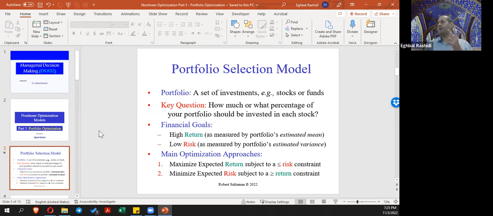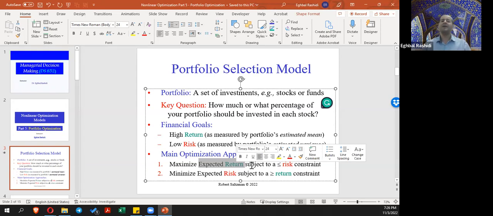The financial goals are two-way: the rate of return, or the average rate of return, and also the risk of investment. We want the risk of investment to be minimized, and also the average rate of return to be maximized. So we can approach this two ways, as I said. We can either maximize the expected rate of return for our investment, subject to our risk of investment being less than a cap or an upper bound, or we could minimize the risk of our investment, subject to our rate of return having a lower bound.